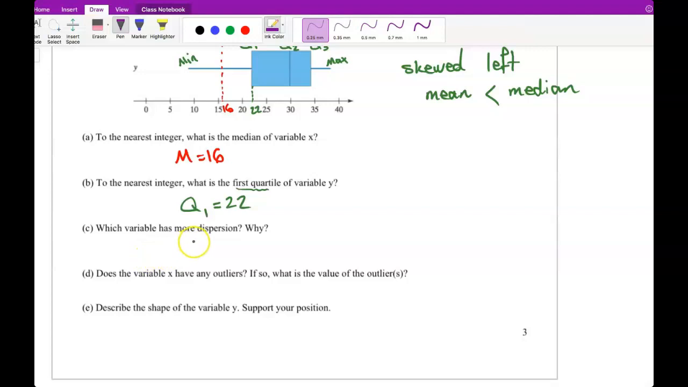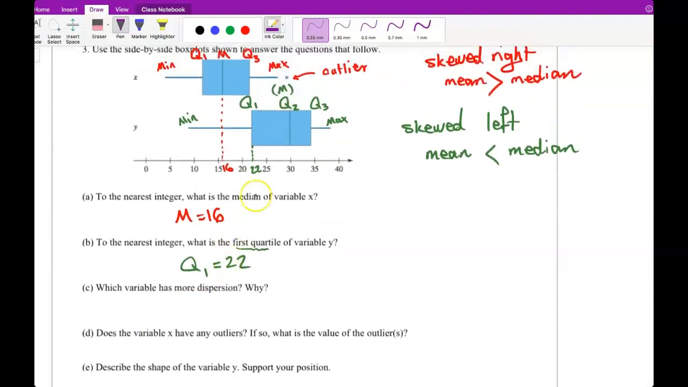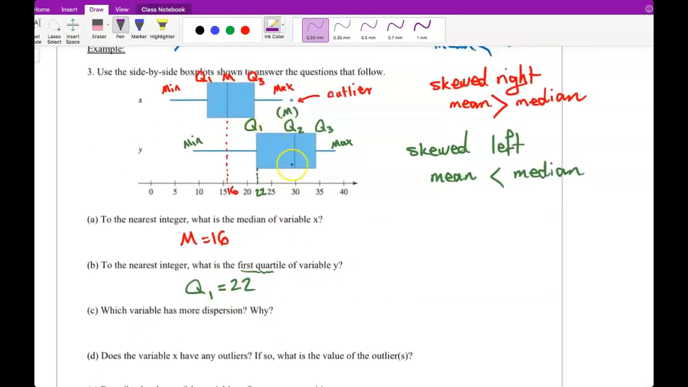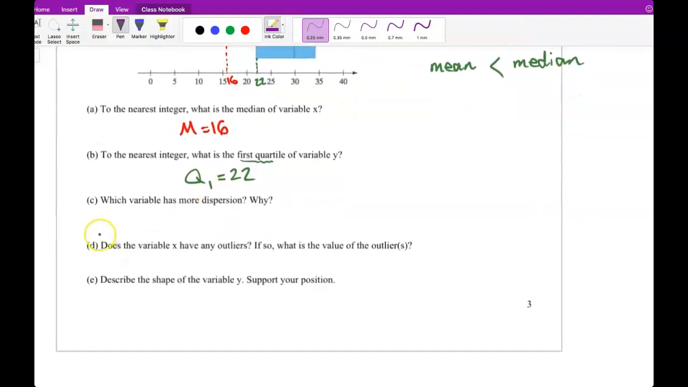Now part C, which variable has more variation? For that one, we need to compare these two box plots. Obviously, this variable y, this box plot here, is wider than what we have here for variable x. So the answer for this one is the variable y, and that is because the box plot has a wider range.